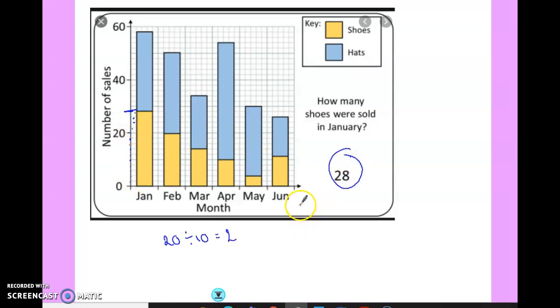Let's ask a different question then. Let's ask something about the hats. Let's find out how many hats were sold in June. So we're looking at the number of hats sold in June. That line goes to here. I should have picked the one at the other end of the line, which is 11. So it goes up to 11 and it goes up to here. That's 20, 22, 24, 26. So 26 take away 11 gives us 15 hats sold in June.